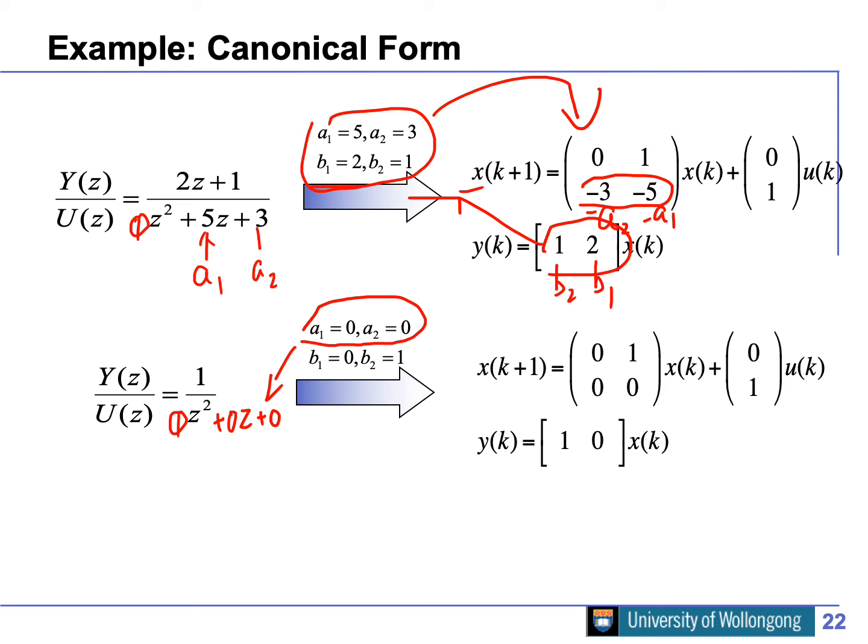For the second one, that's the same thing. You come up with something like this is a phi, this is a gamma, this is a phi, and gamma. If you see something like this, a lot of zeros, something might be problematic if we're going to design a controller for that.